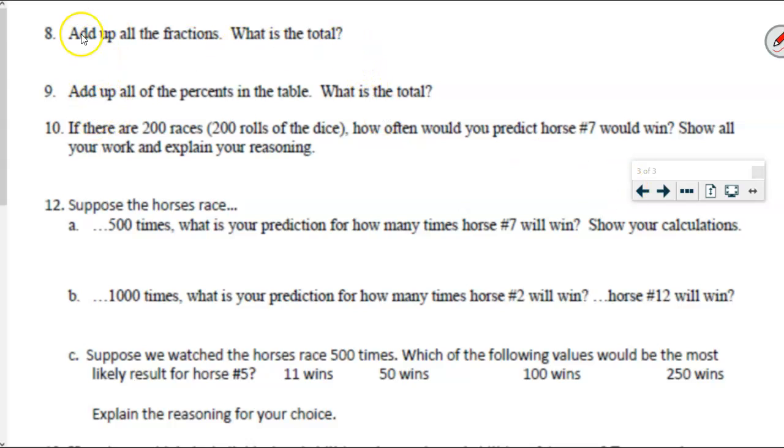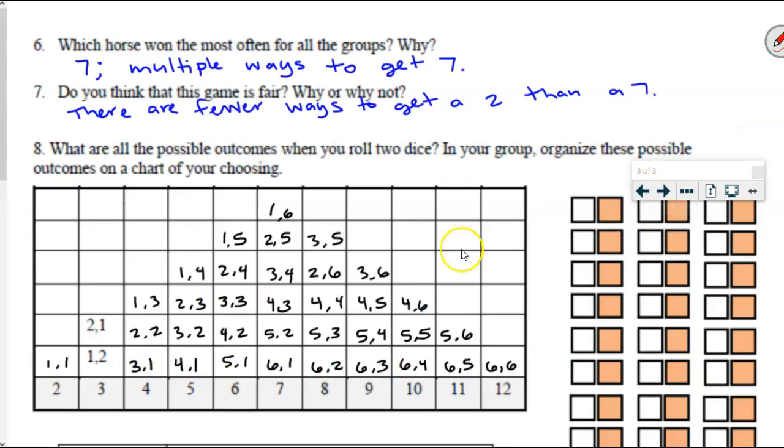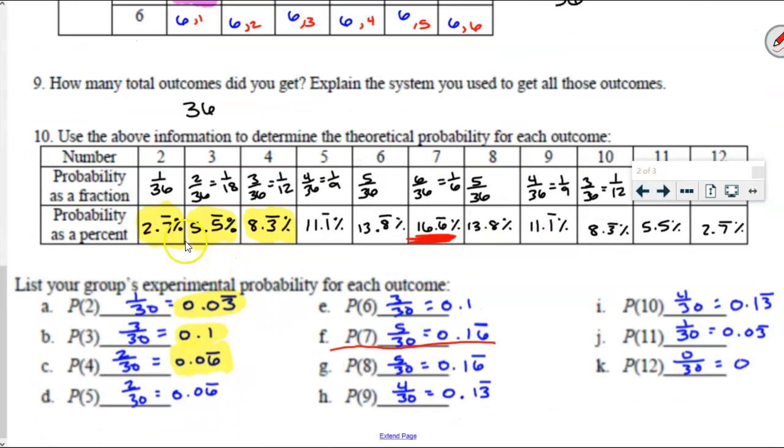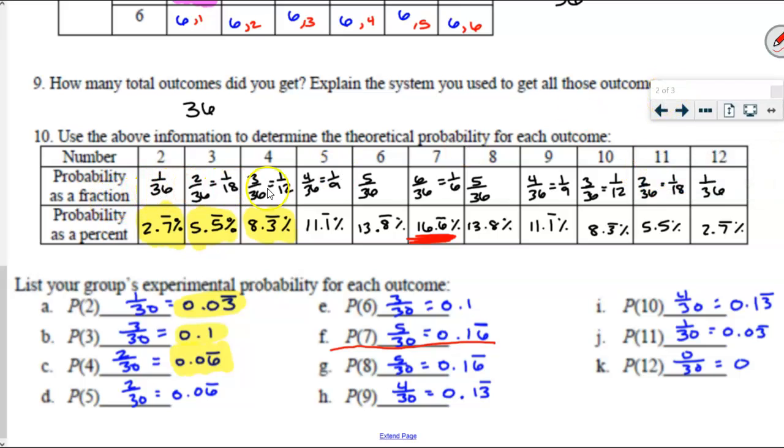We should, in theory, get the same answer, but I want you to take a second, add up all of the fractions, add up all of the percents. Again, here's all of these fractions. We all got the same fractions, so take a second, add those up.